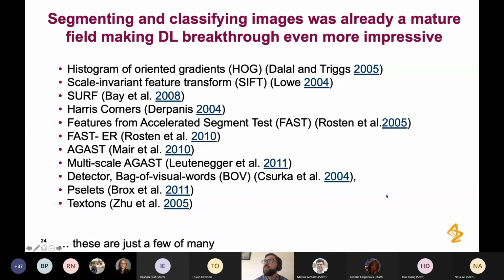But again, segmenting and classifying images was already a mature field before 2012 or so, before deep learning, and so it makes the deep learning breakthrough even more impressive.